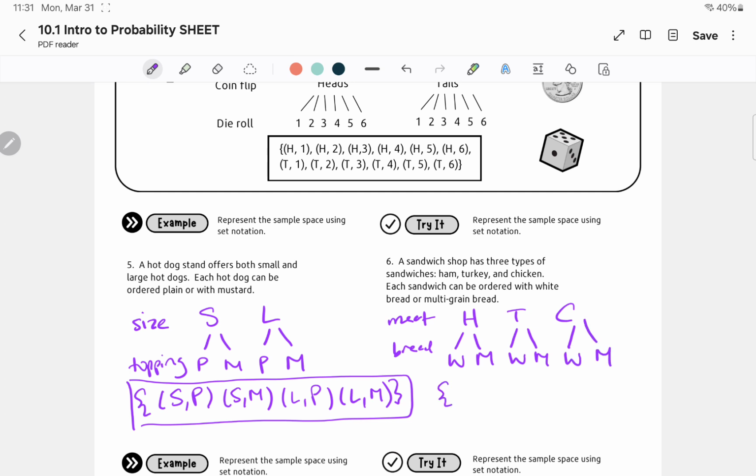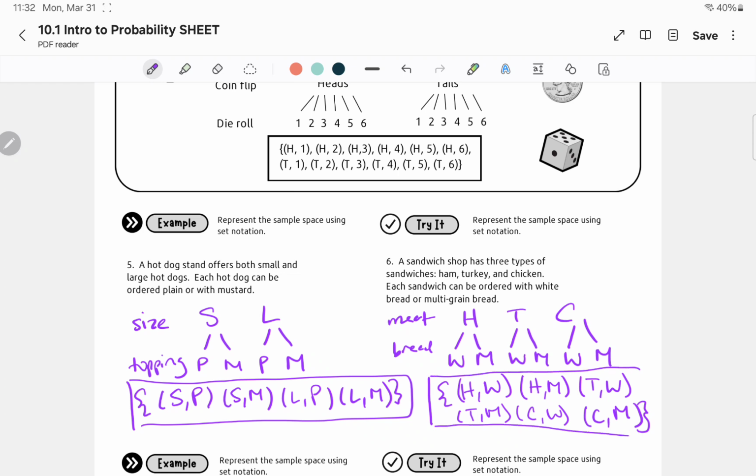So to write this, we're gonna just follow our leaf down. So that would be HW, which stands for ham on white. Our next one would be ham on multigrain. Next one is turkey on white. Oh no, sorry, I keep saying wheat. It's white. I'm sorry. Turkey white, turkey multigrain, chicken white, and chicken multigrain. See how there's 6 leaves down here? So there's 6 possibilities or 6 outcomes that we want to list here.